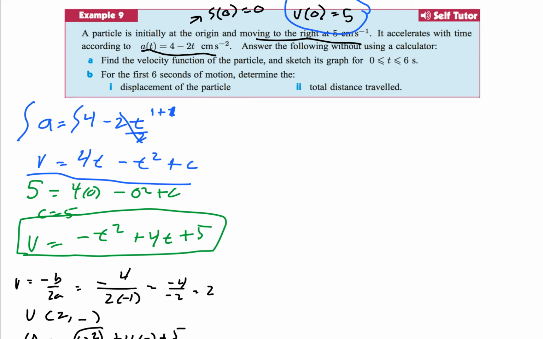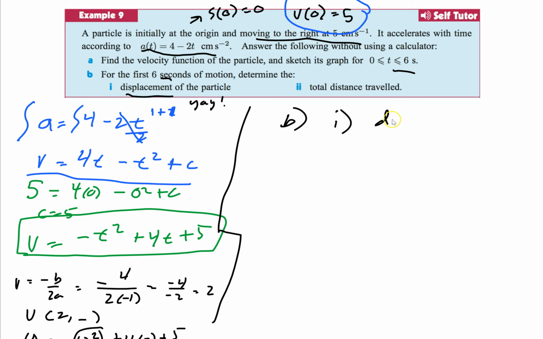Look what B says. Find for the first 6 seconds of motion, determine the displacement of the particle and total distance traveled. Now remember, one of these is easy, one is more annoying. The easy one is displacement. Displacement, again, it's just definitions. You know your definitions.